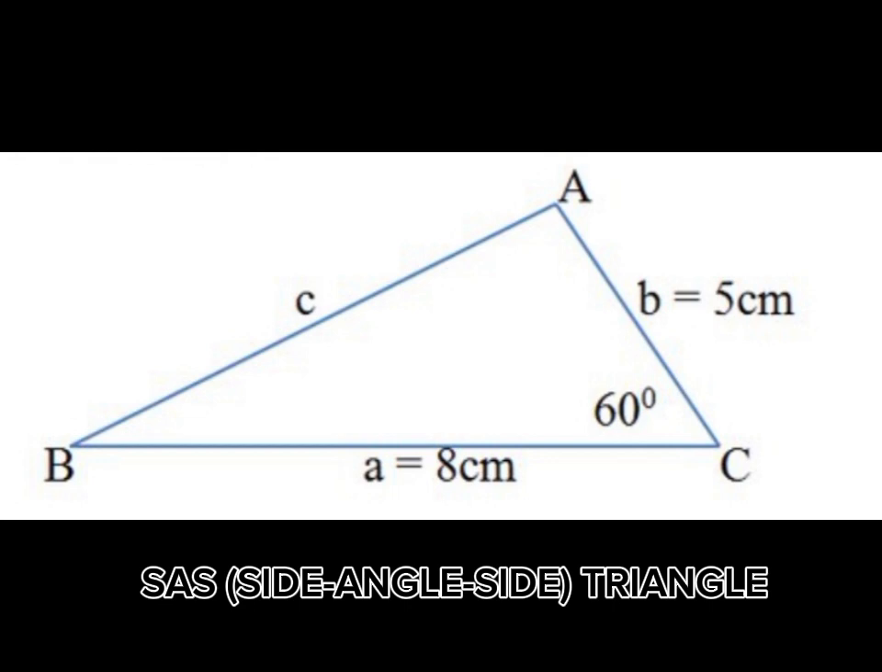An SAS triangle, or side-angle-side triangle, has two sides and one angle given. As you can see in the figure, it is an example of a side-angle-side triangle because it has two sides and one angle. But here we can't use the law of cosines because the side opposite angle C is not given, and angle A is not given, and angle B is not given either.